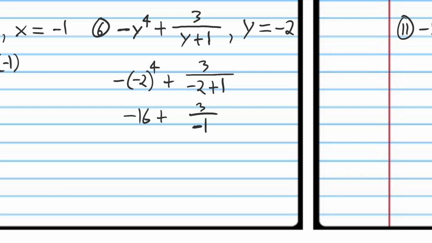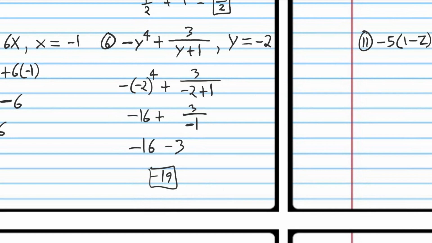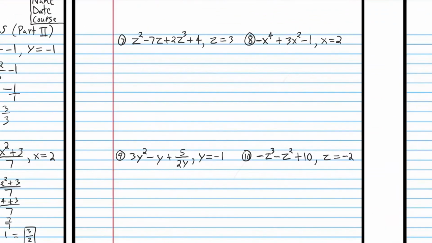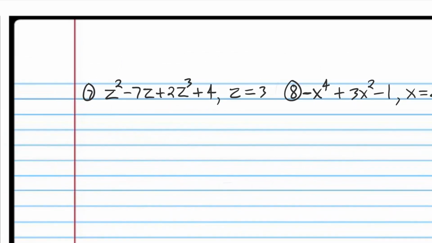All right, so now we have 3 over -1. 3 divided by -1 would just be -3, and we can write it in condensed notation, and we get -19. So if you got -19, good job. Let me just double check that. -16 plus -3 is -19. That looks correct. All right, now you try number 7, and when you come back, we'll do it together.